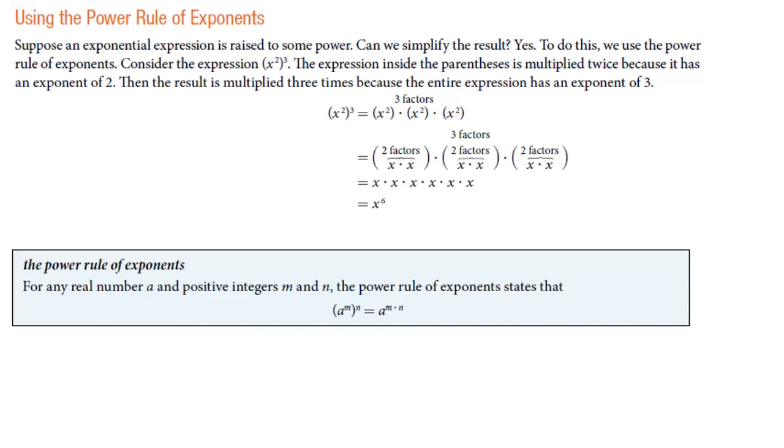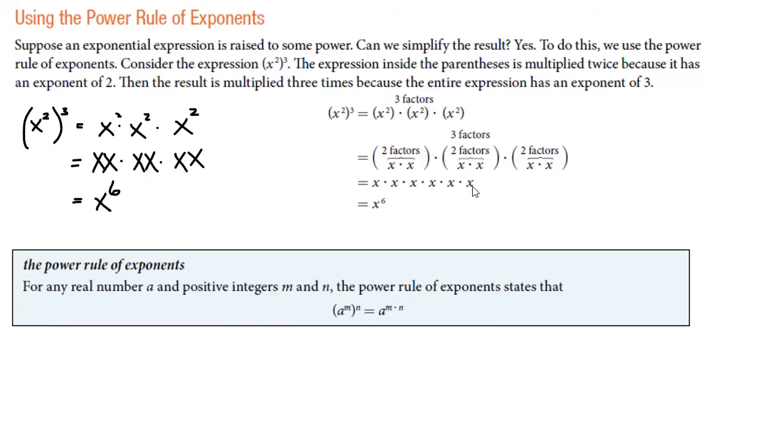Now we'll talk about the power rule of exponents. And that happens if we have an exponential expression raised to some power. In this case, we have x squared, our exponential expression, raised to the power 3. So that means we have x squared times x squared times x squared. And of course that's going to be x times x times x times x times x times x. There's 6 factors here, isn't there? X to the power 6.